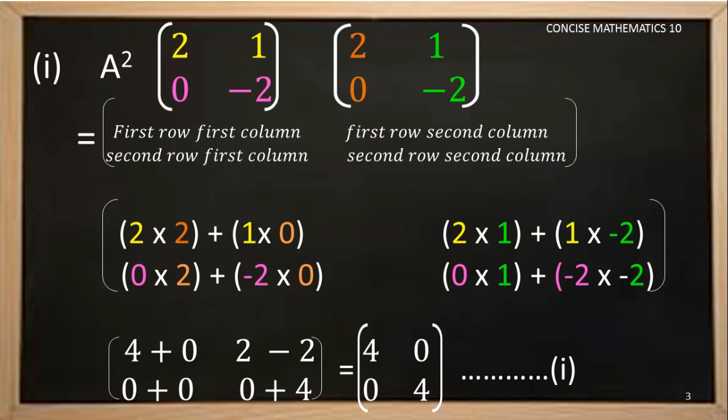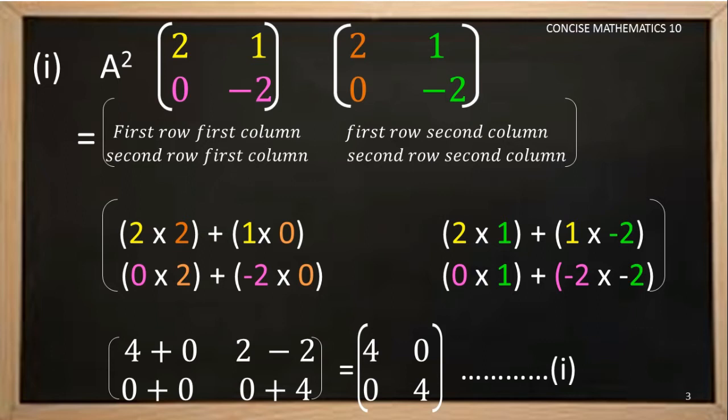While substituting the values, please be very careful with the sign. For the first row, first column, consider the first term, that is 2 into 2, plus the second element, 1 into 0. In the same way, first row, second column is 2 into 1 plus 1 into minus 2. Then second row, first column is 0 into 2 plus minus 2 into 0. Second row, second column is 0 into 1 plus minus 2 into minus 2.